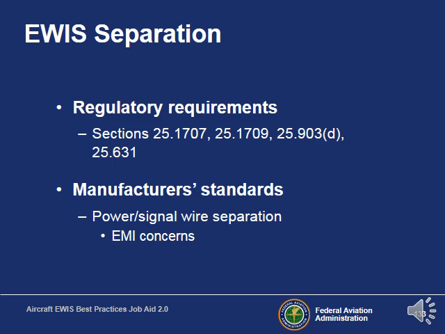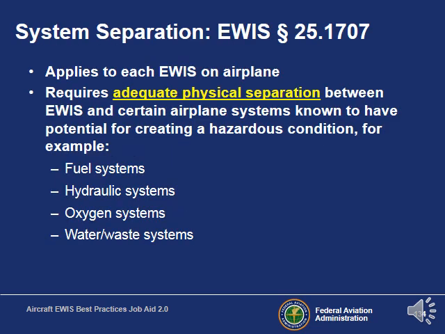EWIS separation means that the wires are separate from other systems that could cause problems. For example, in some cases, there could be electromagnetic interference, so certain wires need to be separate from each other. And also, electrical systems should be away from fuel systems, because what happens with electricity and gas? Hydraulic systems are also dangerous. Oxygen and sparks don't mix either, and neither does electricity and water. So you have to make sure that the wiring system and the other systems are adequately separated.